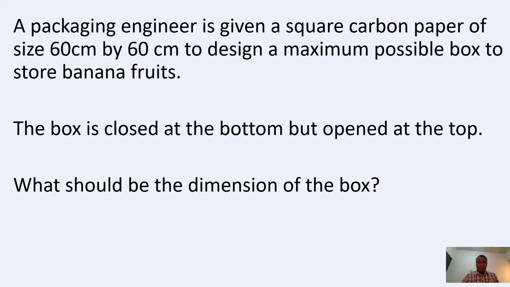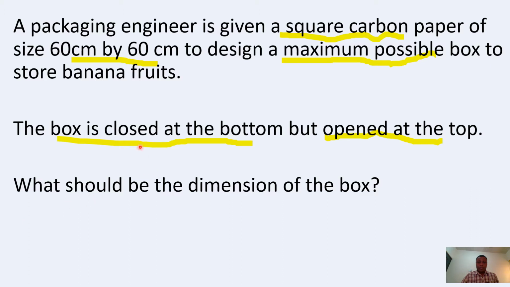Now, this is a question we have to take our time to analyze. There are some keywords in the question which we have to take note of. A square carbon. Yes, I hope you can see my lighter. 60 by 60, that's the maximum. And then we have maximum possible box. We are also given that it is closed at the bottom, open at the top. So we have these 5 keywords in the question which we have to pay notice to.